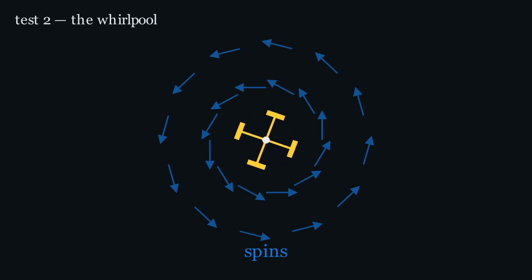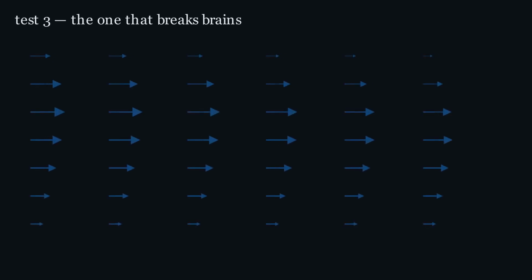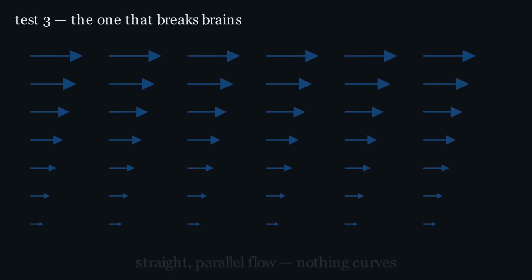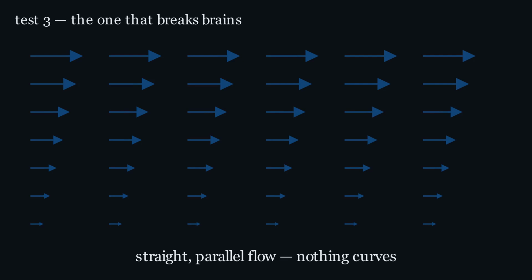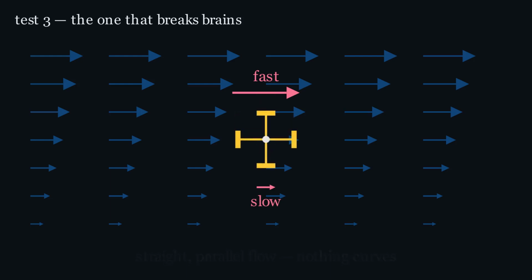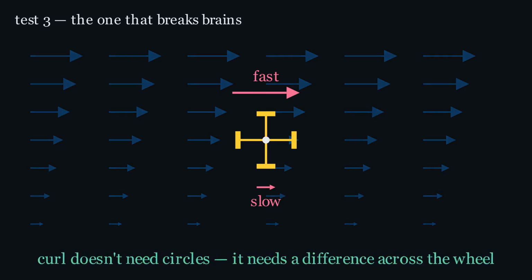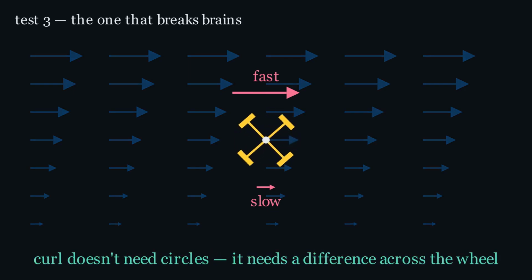No rotation. Now drop the same paddle wheel into this field, where the arrows go around in circles. Obviously it spins. Great. But here's the one that broke my brain. This field where all the arrows point the same direction, to the right, but they're longer up top and shorter down low. Straight parallel flow. Nothing's curving. Drop the paddle wheel in. It spins. Because the fast water up top shoves the top fin harder than the slow water shoves the bottom fin. And the wheel torques around. Curl doesn't need circular arrows. It needs a difference across the wheel.